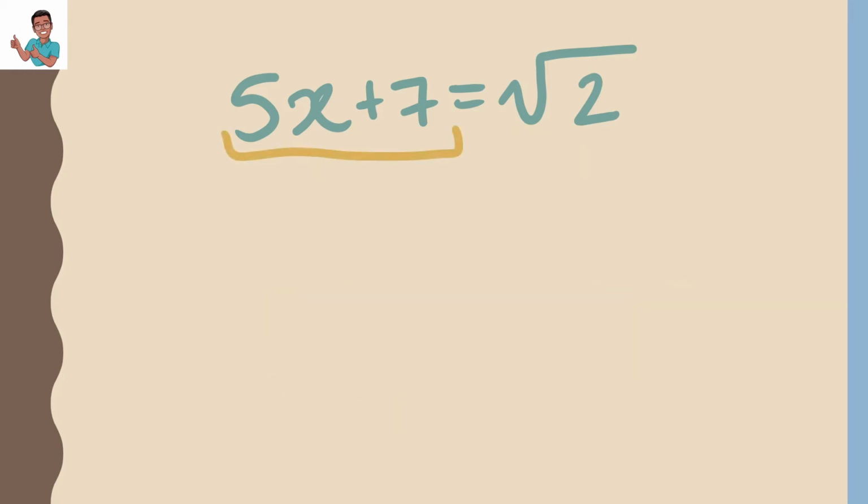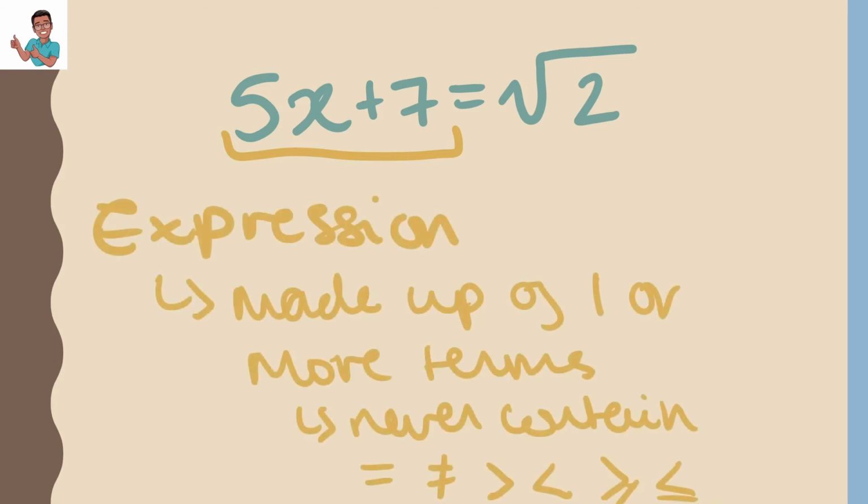Here I've underlined 5x plus 7. This is an expression. An expression is made up of one or more terms and never contains equals, not equals, greater than, less than, greater than or equal to, or less than or equal to.